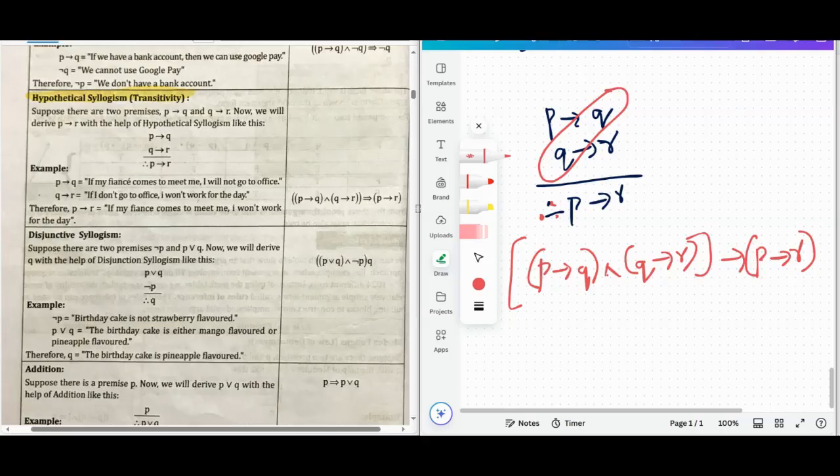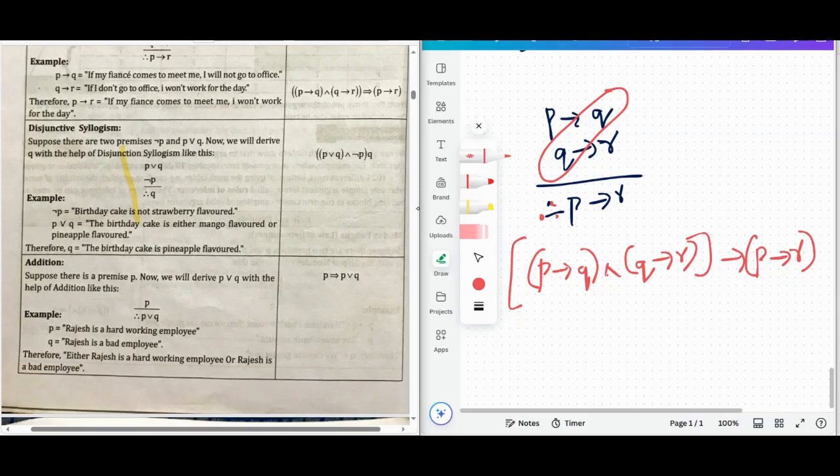If my fiance comes to meet me, I will not go to office. Q implies R: if I do not go to office, I won't work for a day. Then P implies R only: if my fiance comes to meet me, I do not work for a day. So this is what is called hypothetical syllogism.